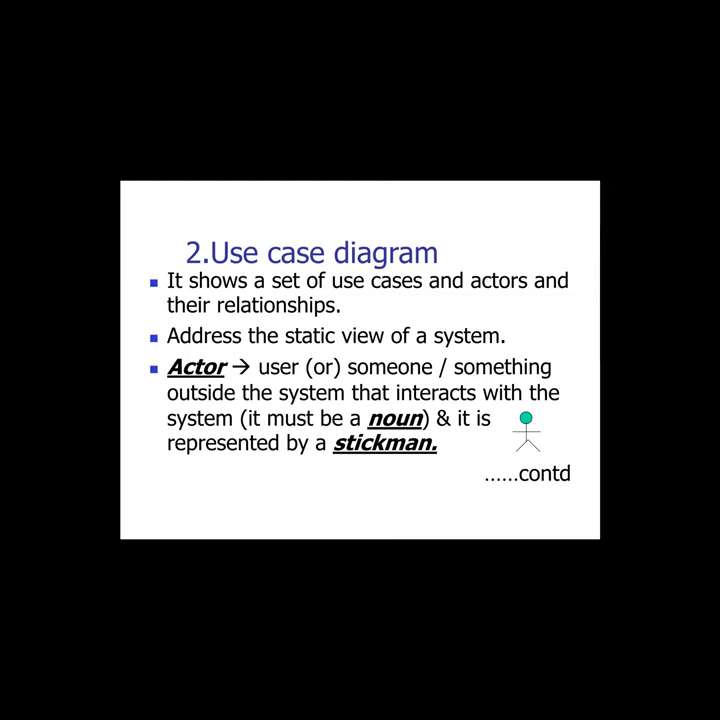And it addresses the static view of the system. So in the use case diagram also, we will view the static, in a particular state, what actions are performed. So here, actor means a user or someone or something outside the system that interacts with the system. So if some human being is interacting with the system, they are not part of the system, they are the end users of the system. It must be a noun, and it is represented by the stick man. A stick figure or stick man is used to represent the actor or the human being.